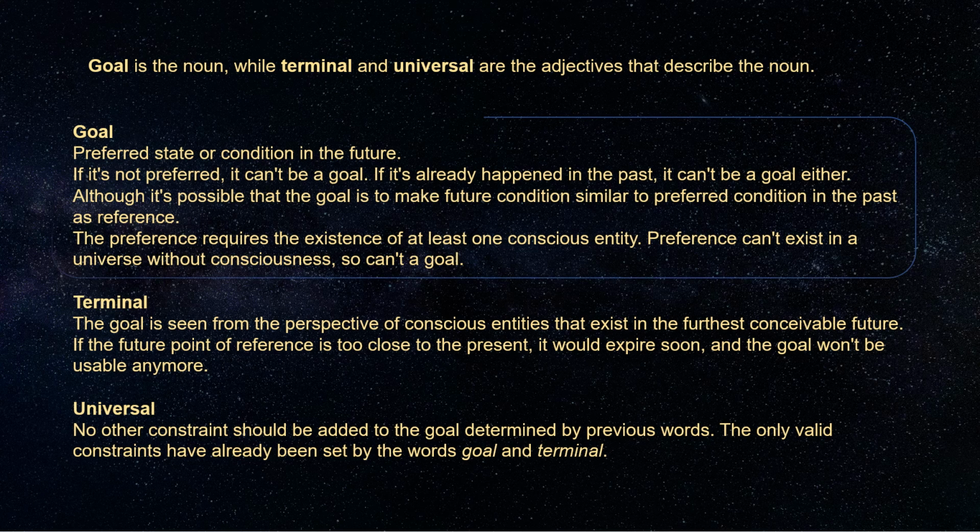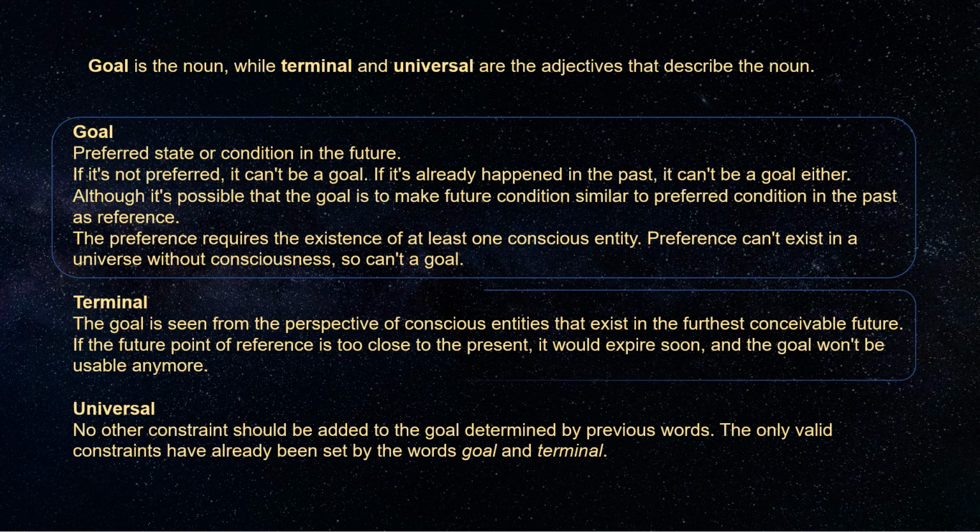Goal means preferred state or condition in the future. If it's not preferred, it can't be a goal. If it's already happened in the past, it can't be a goal either. Although it's possible that the goal is to make future condition similar to preferred condition in the past as reference. The preference requires the existence of at least one conscious entity. Preference can't exist in a universe without consciousness, so can't a goal.